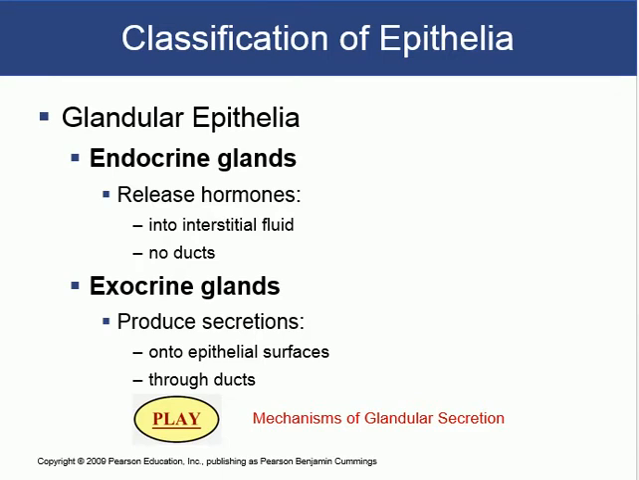Okay, the next type is glandular epithelium. If it is endocrine, okay, let's move on. Endocrine glands. What are the endocrine glands? It's glands. So it is epithelium, a type of epithelium. But it's called endocrine versus exocrine. What's endo and what's exo? Endo is in, exo is out.